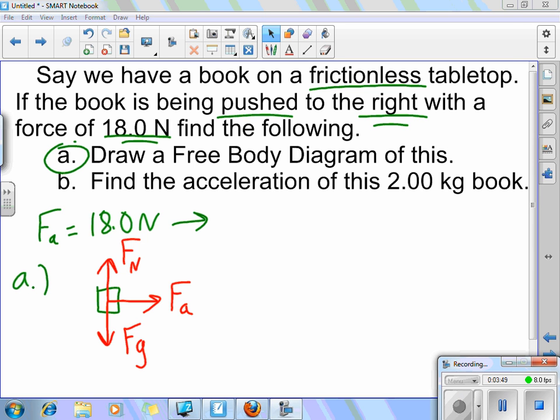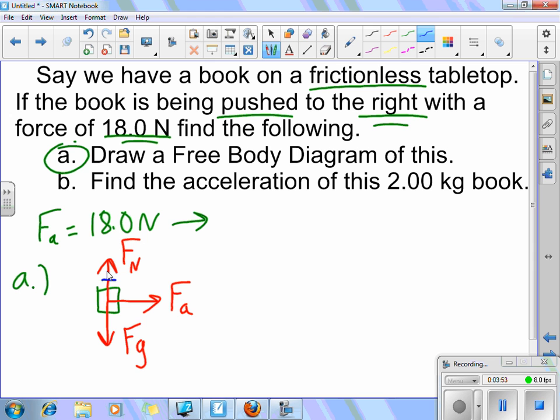Something we can say right off the bat is that since this is on a tabletop and it's not rising or falling off the tabletop, it's just moving to the right, there's no motion vertically, so normal force and force of gravity must be in equilibrium. They must be equal and opposite. So I can say something from this. If they're in equilibrium, they're equal and opposite, I can say that force of gravity is equal to the normal force. This will become important later on.